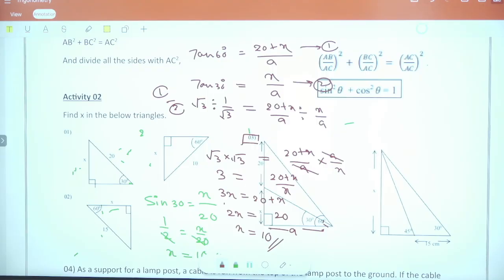Start doing the next question as well, this one. Come to this question as well.